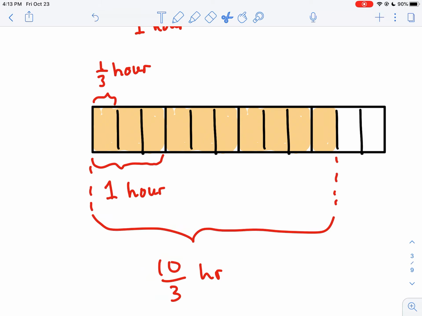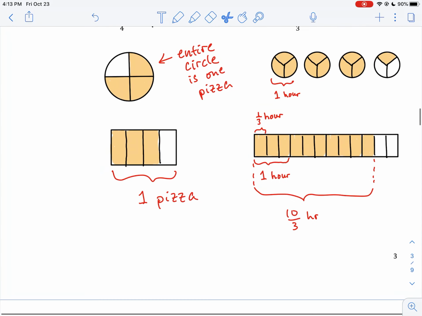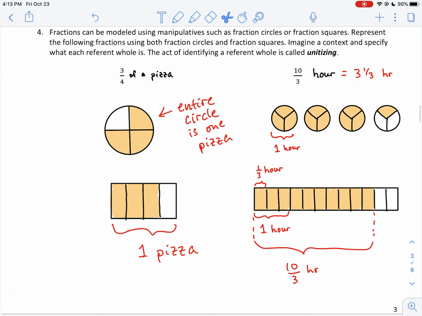And this idea of establishing what the whole is is called unitizing. It's establishing your unit. It's saying 3 of these pieces put together make 1 unit. So each piece itself is 1/3 of a unit. And 10 such pieces is 10/3 of a unit. And that is what is being described here with this last sentence. The act of identifying a referent whole is called unitizing.